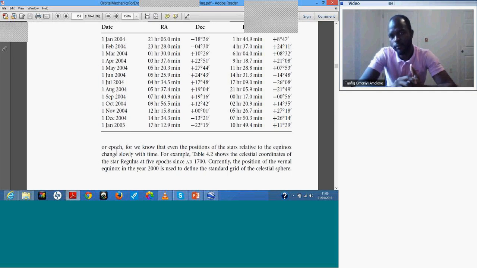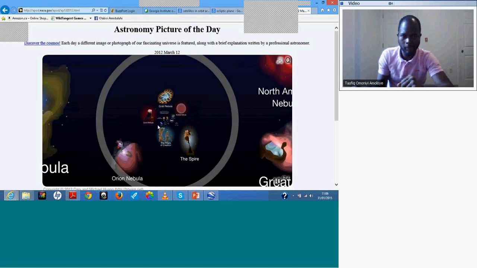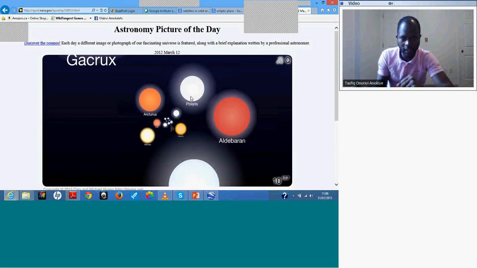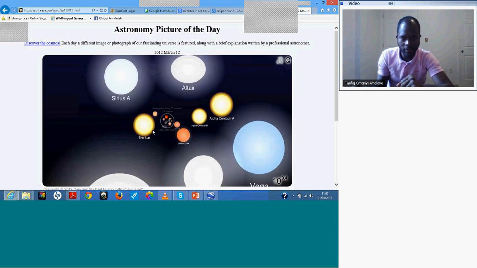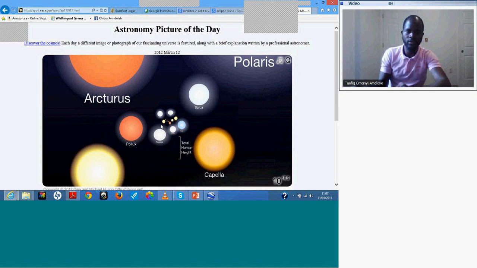That is just to give us a real feel of the sentence that the position is only defined for some time or epoch. That is, the vernal equinox line is defined for some time or epoch. So, for example, table 4.2 shows the celestial coordinates of the star Regulus. I think Regulus. The star, how big it is. So that's the sun. Yeah, this one. Look at how it is relative to the sun. So that's the Regulus we are talking about here.